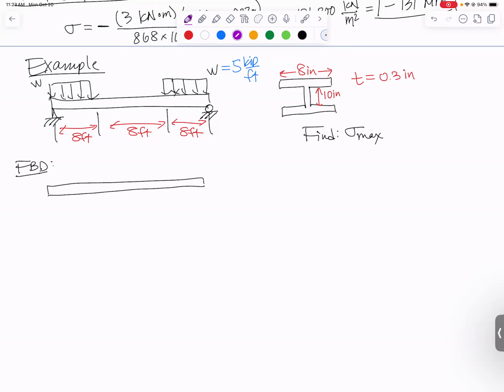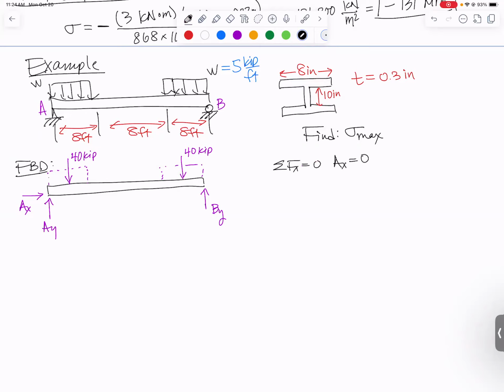I decided to call this point on the left end A and the point on the right end B. So at A, I've got an AY and an AX because it's a pin, and at B, I'll just have BY. And then those distributed loads, if I replace them with their equivalent, I've got 5 kips per foot acting over 8 feet, so 5 times 8 is 40 kips. And then the other distributed load will also have an overall effective point force of 40 kips. We can sum forces in the X first and find that AX is 0.